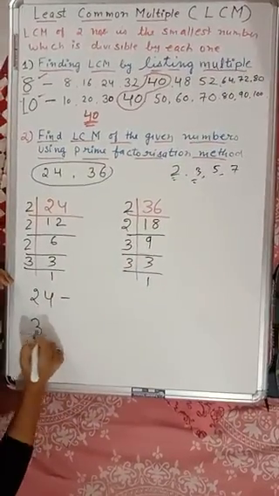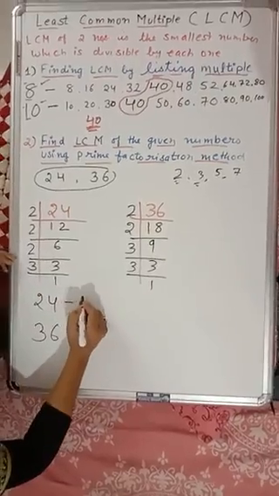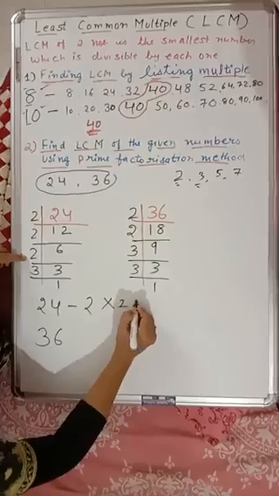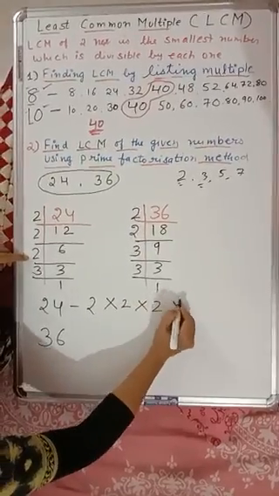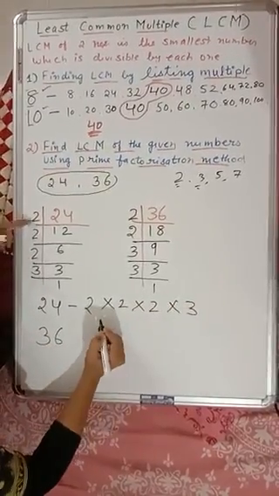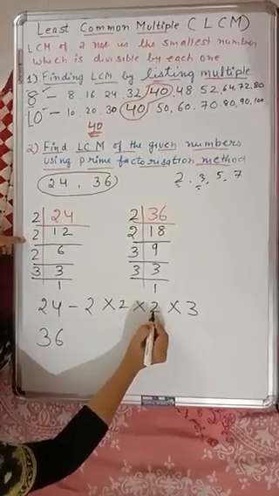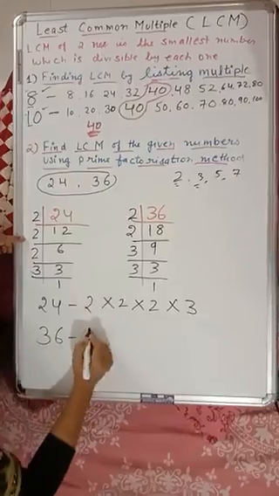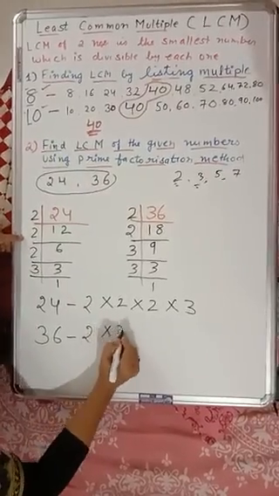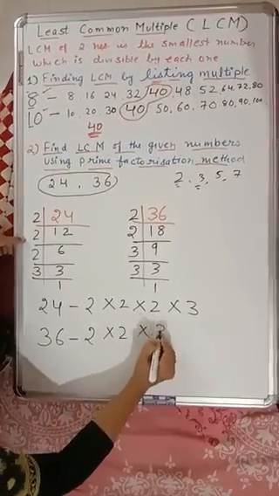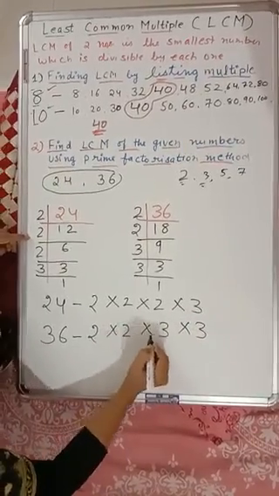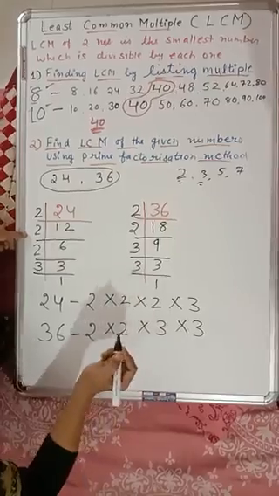Now we will write all the factors. The factors of 24 are 2 into 2 into 2 into 3. Okay children, 2 twos are 4, 4 twos are 8, 8 threes are 24. See, all the factors are there. Now the factors of 36: 2 into 2 into 3 into 3. 2 twos are 4, 4 threes are 12, 12 threes are 36. All the factors are there.